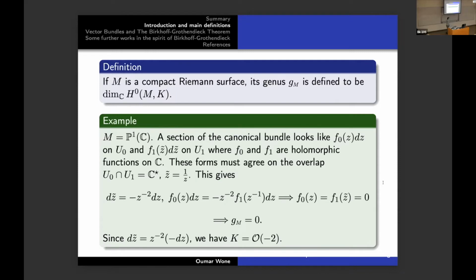And we know that from courses on surface theory. Besides, we have dz tilde equals minus z to the power of minus 2 dz. So K is O(-2). And we introduced before what O(n) were.